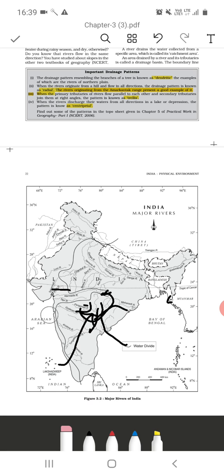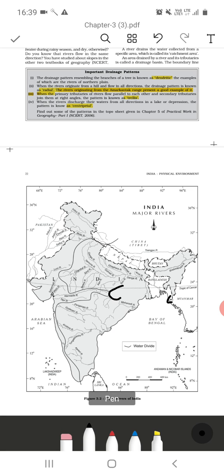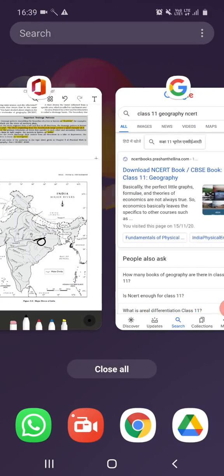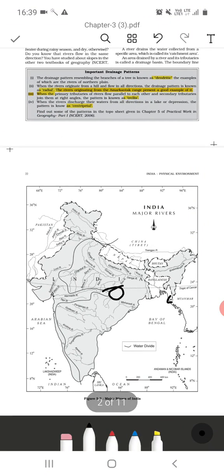Number one, dendritic drainage pattern, and the example for such river drainage pattern is river Ganga and its tributaries. Second is radial drainage pattern, like Chota Nagpur Plateau region. Here the rivers are originating and they are moving to the different directions. And third one which we have is trellis drainage pattern. For example, Narmada and Tapi.